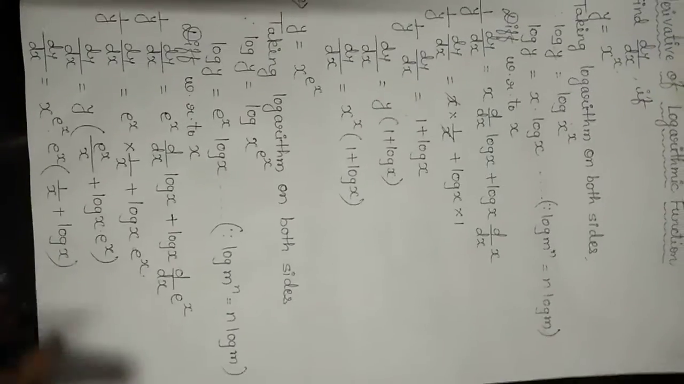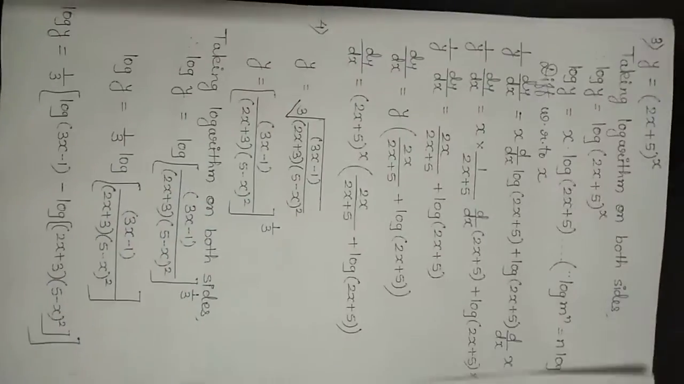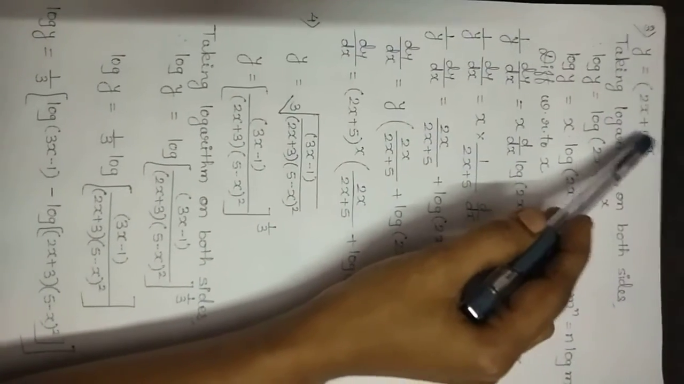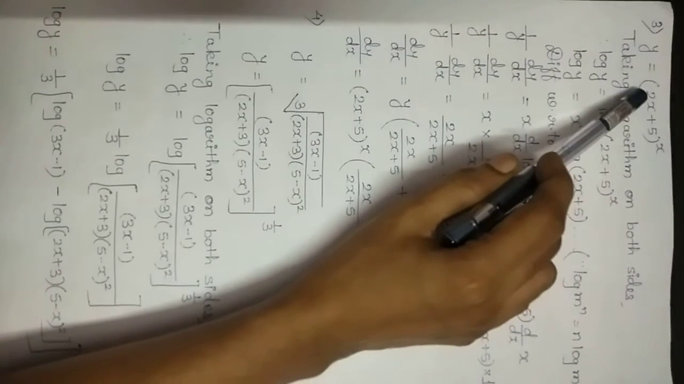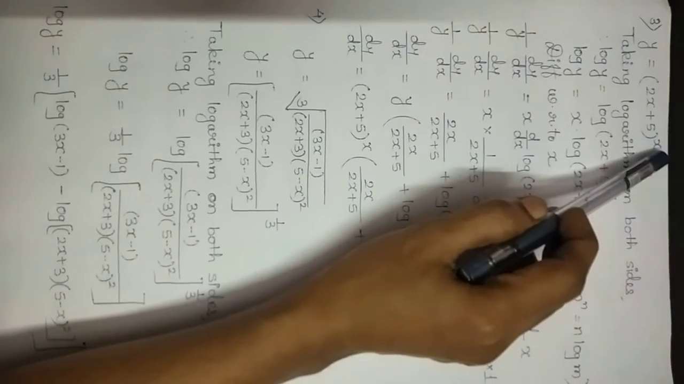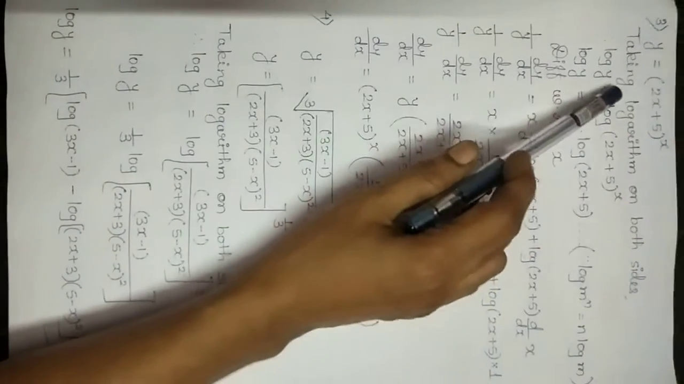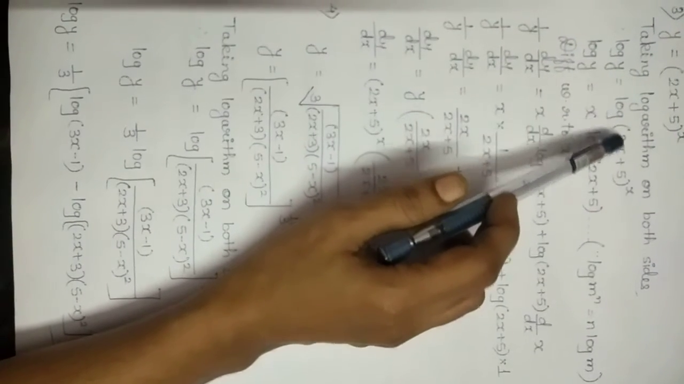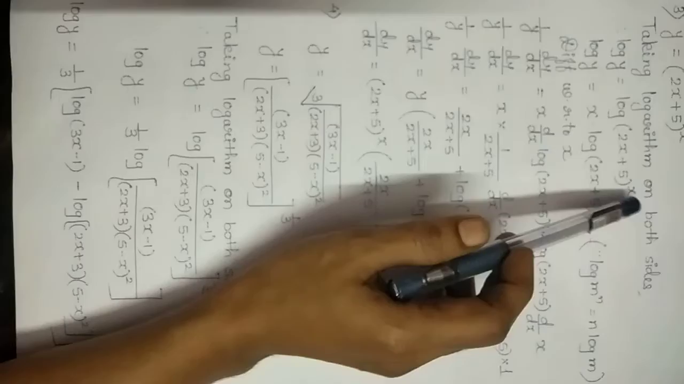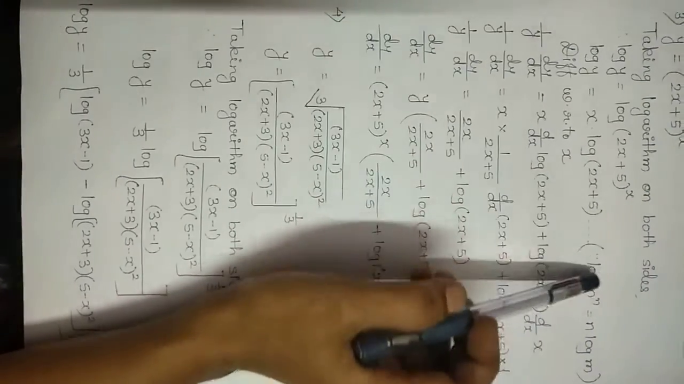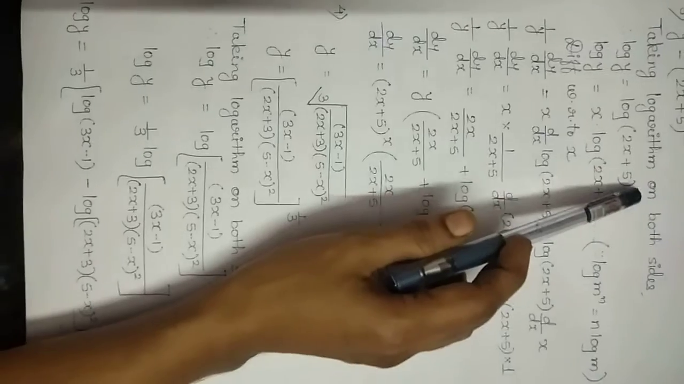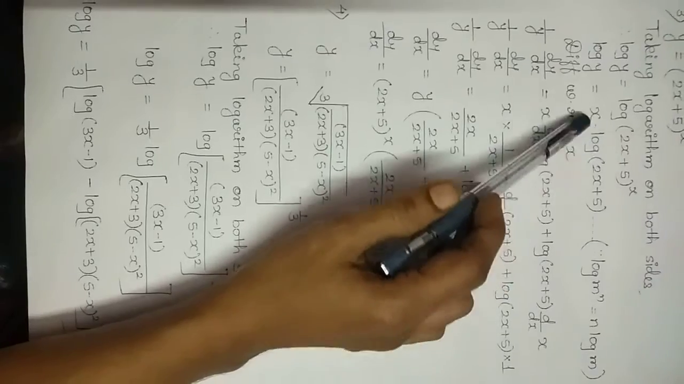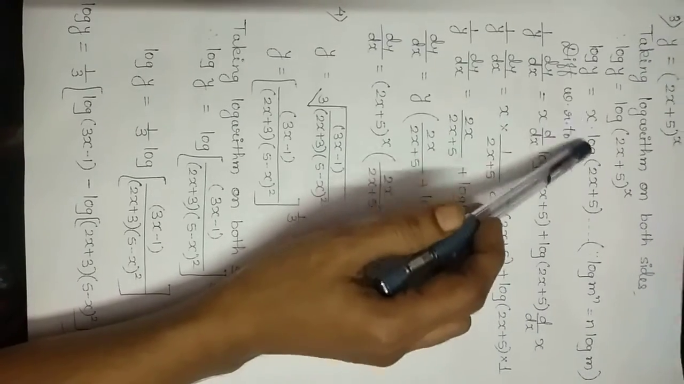Now third sum, we consider y is equal to 2x plus 5 raised to x. Now here also a variable raised to variable type of function is present. So taking log on both sides, we will get log y is equal to log of (2x plus 5) raised to x. Now again by using the law of exponent, this x which is raised to, we can write before log. Now again we will get the function of the type u into v.